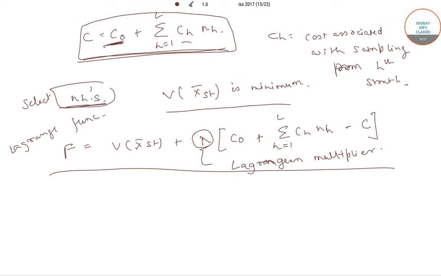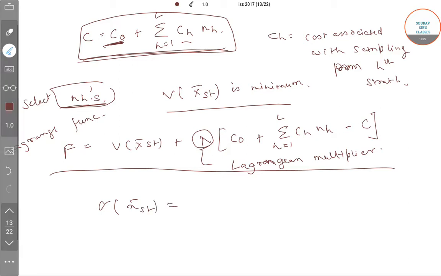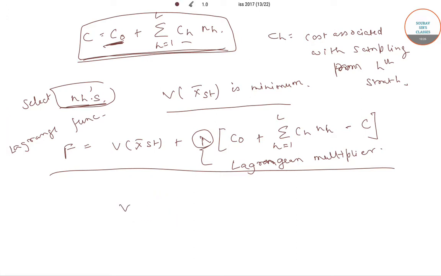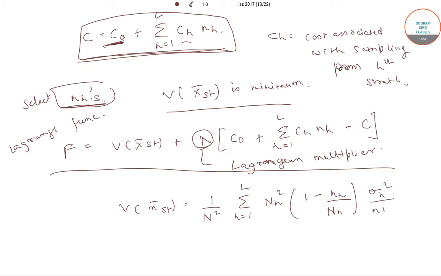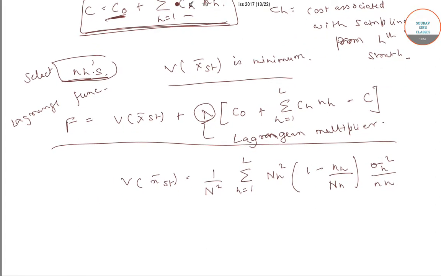Now we are substituting the value of the variance of x bar st, where the variance of x bar st is equal to 1 by capital N square into summation h goes from 1 to L of capital Nh square into (1 minus small nh divided by capital Nh) into sigma h square divided by small nh. So the variance of x bar st is equal to this.